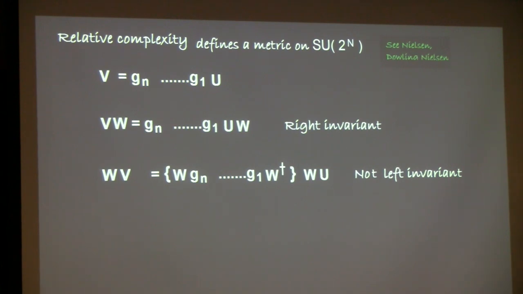Okay, here's another property of such a metric. It's right invariant. That means if you take V and U and multiply each on the right by a unitary operator W, it takes the same number of gates to get from VW to UW as it took to go from V to U. So the relative complexity is right invariant, meaning right multiplication invariant, but it is not in general left invariant. If we multiply on the left, then we have to conjugate the product of gates by W, and that itself is not generally a product of n gates. In fact, often it can be very far from a product of n gates. And so the metric defined in this way is right invariant and not left invariant.